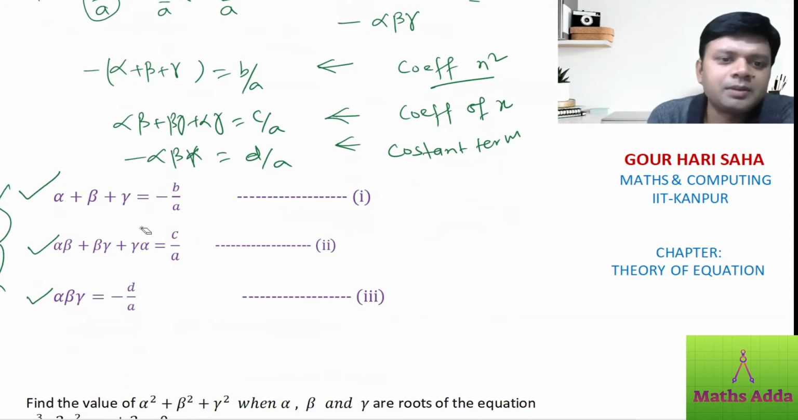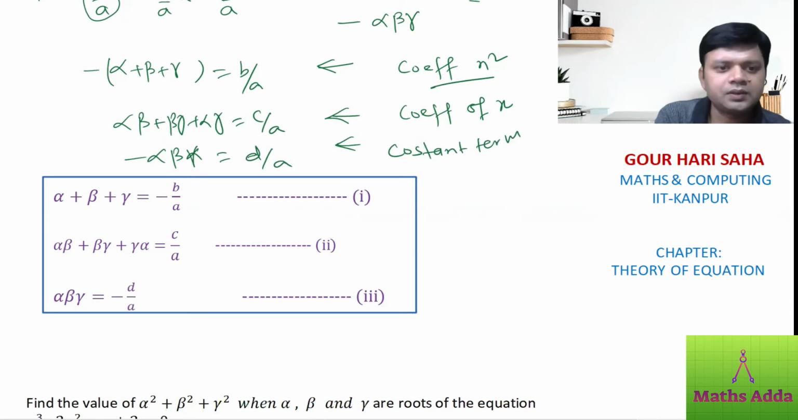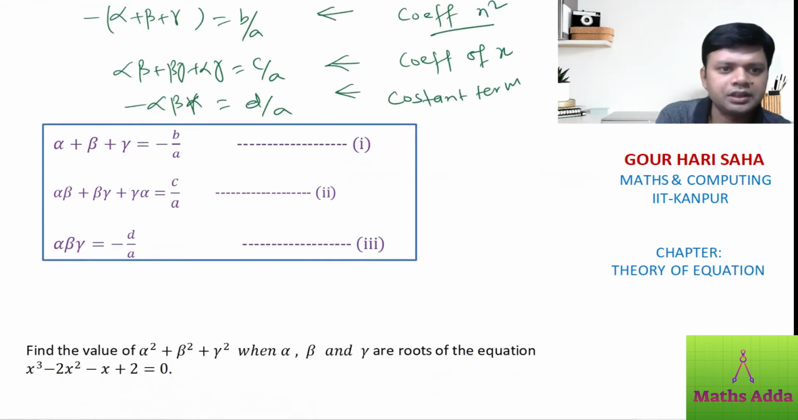Alpha plus beta plus gamma is equal to minus b by a. Alpha beta, beta gamma, gamma alpha is equal to c by a. Alpha beta gamma is equal to minus d by a. So let's see one easy question based on this learning.